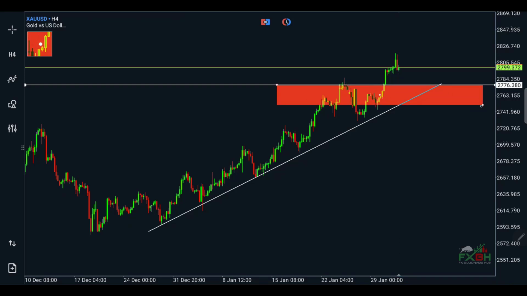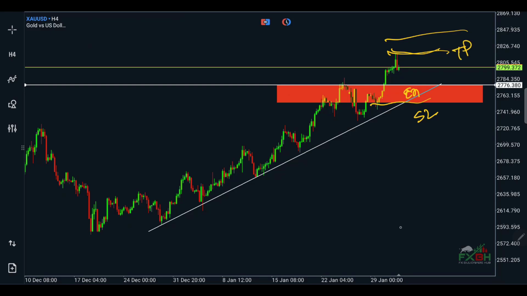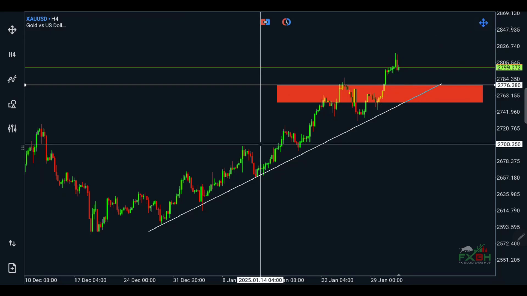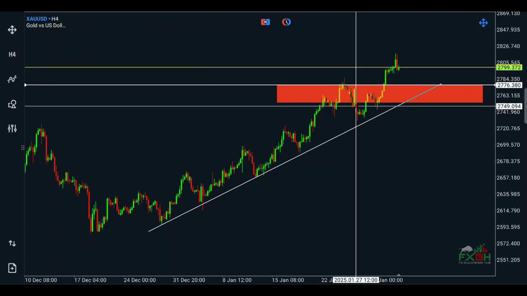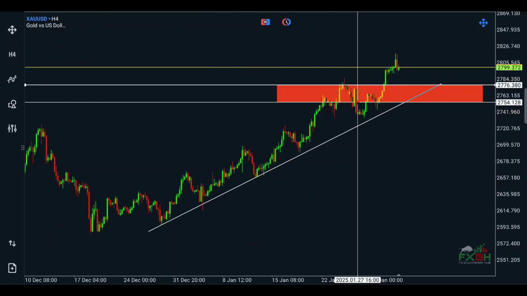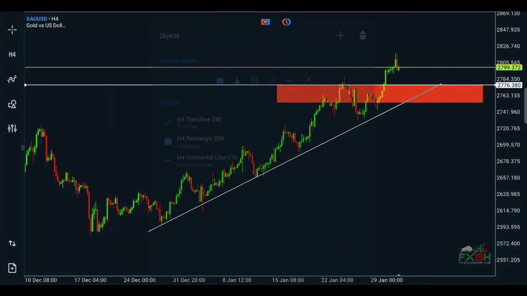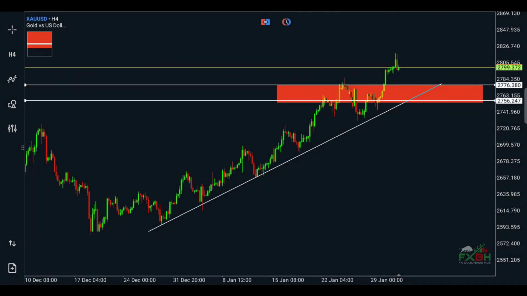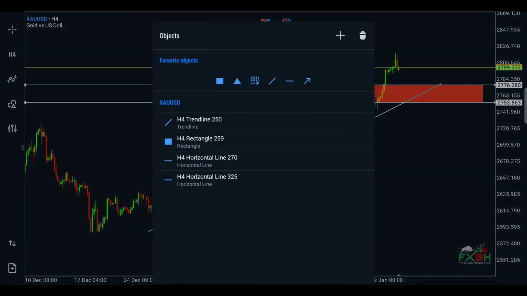I'm sorry, it may take a little time, so you may speed up the video. As you can see there, our entry should be around that area, SL below this line, and our TP should be around this area. Let me see how many pips our SL is. Let me draw a zone for the SL area, and another zone for our TP area.